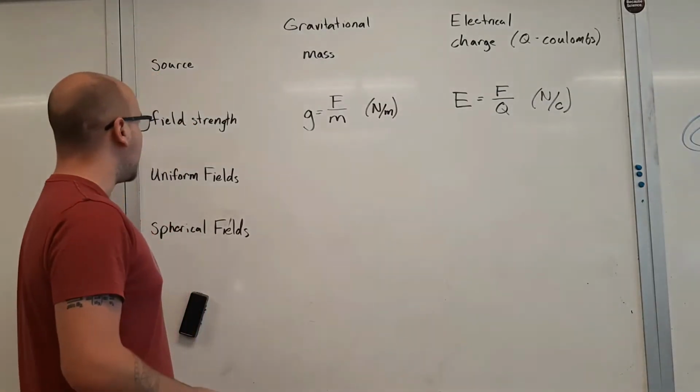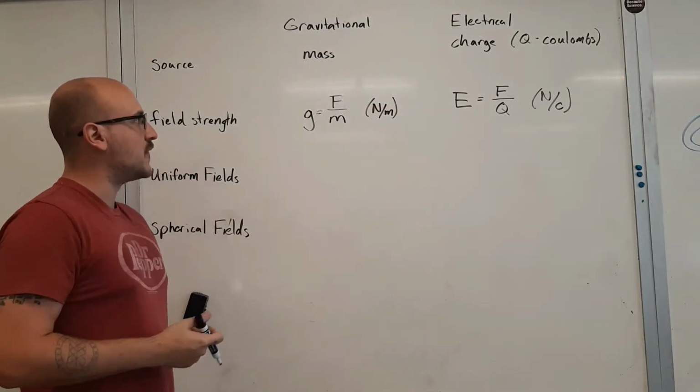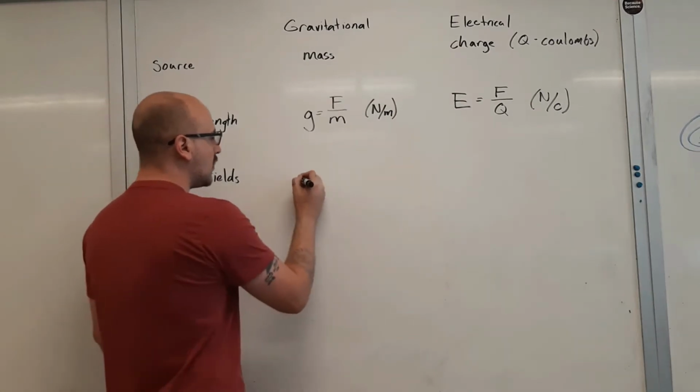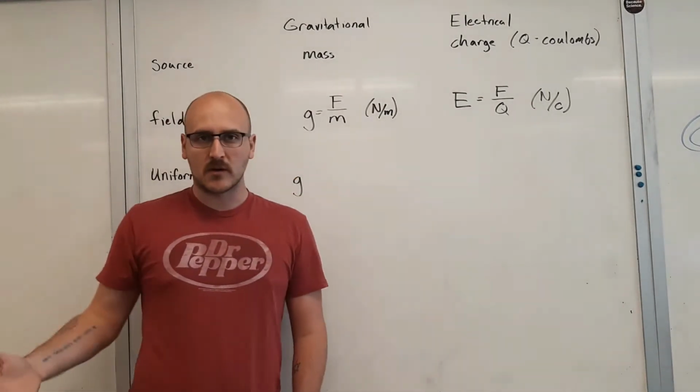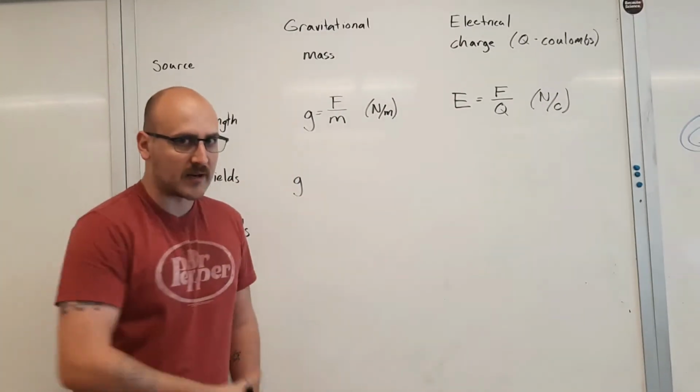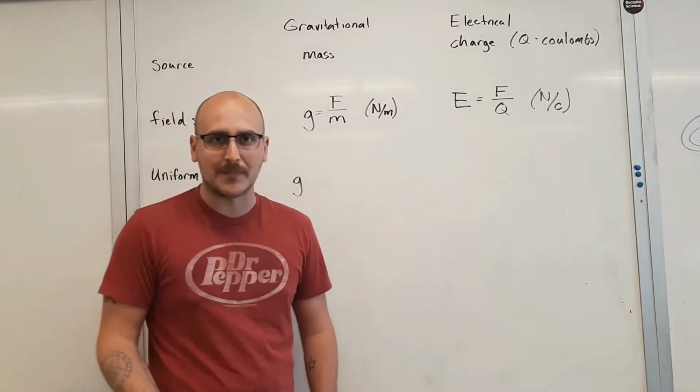Okay. Now we're looking at a uniform field. Typically, we just think about g as a constant. If we're near the surface of the Earth, it's 9.8. If we're near some other planet, it'll be proportional to how big that planet is.